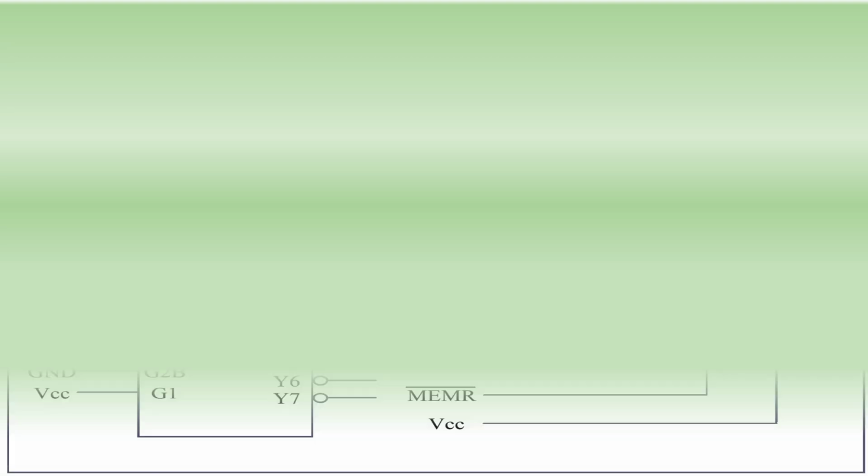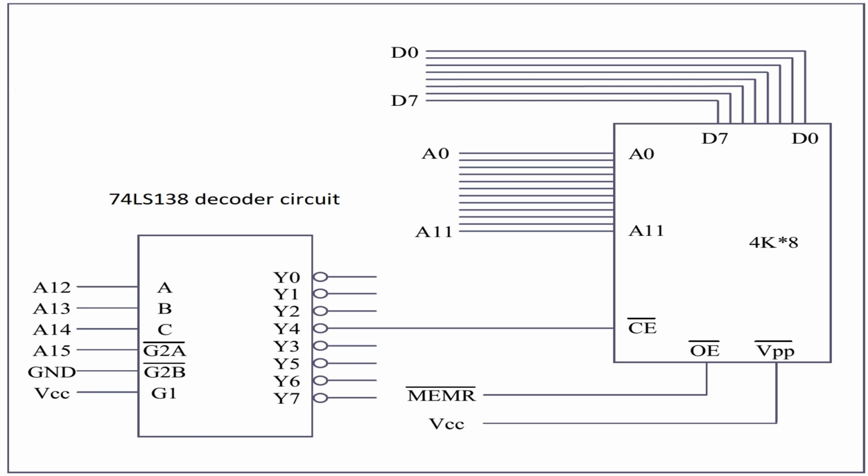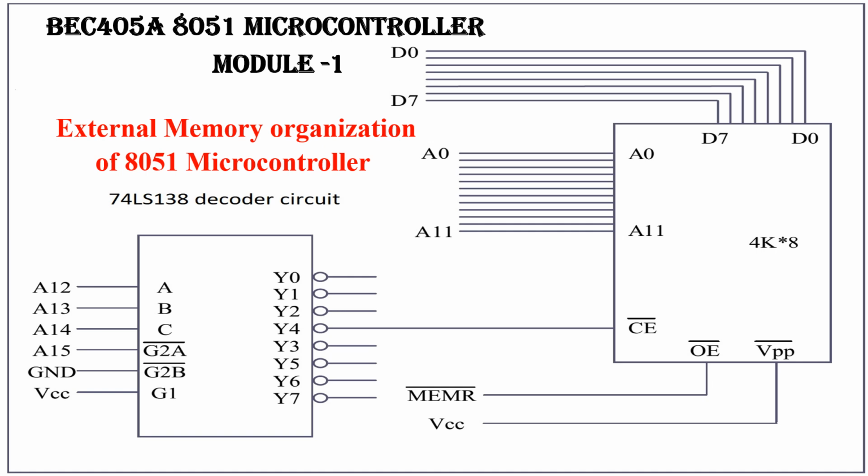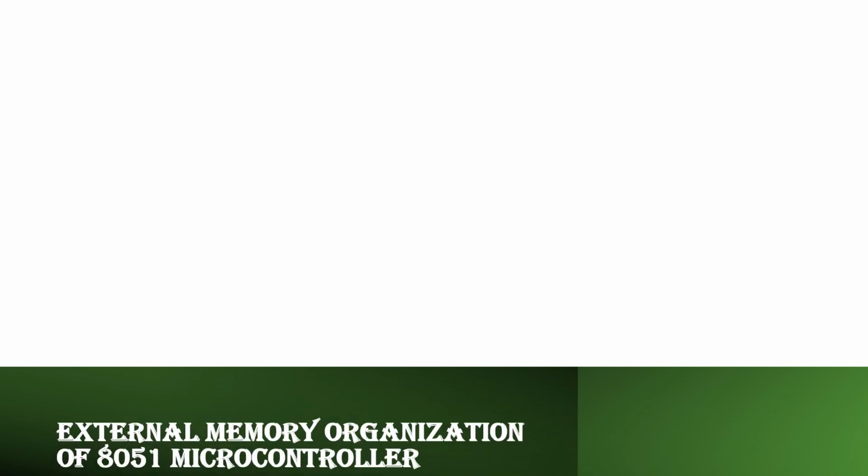In this video, we'll be seeing about the external memory, that is RAM and ROM interfacing of the 8051 microcontroller. This is under the subject code BEC405A 8051 microcontroller, under module 1. Moving inside the video, first we'll be seeing about the external ROM, that is program memory interfacing.